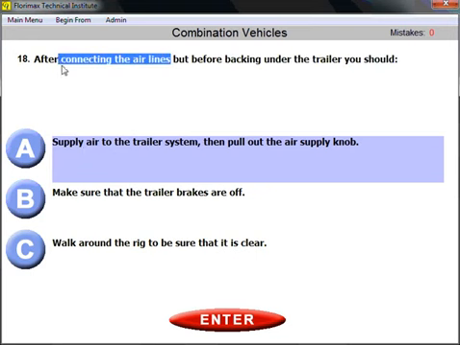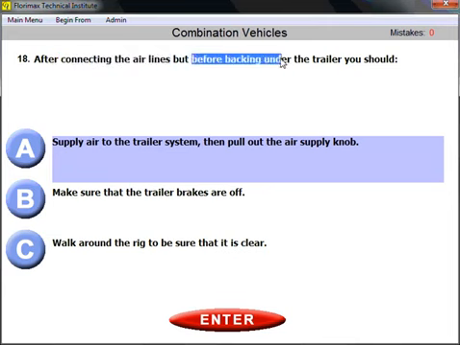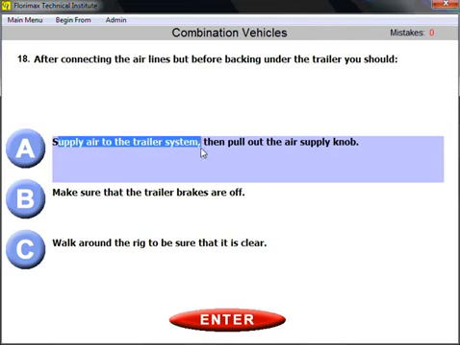That's why when you read such a question, after connecting the airlines but before backing, what do you need to do? You need to supply air. Then to make sure the system is fully charged, then to activate emergency spring brakes, and then you will be allowed to back under the trailer. So that's the sequence of the events.